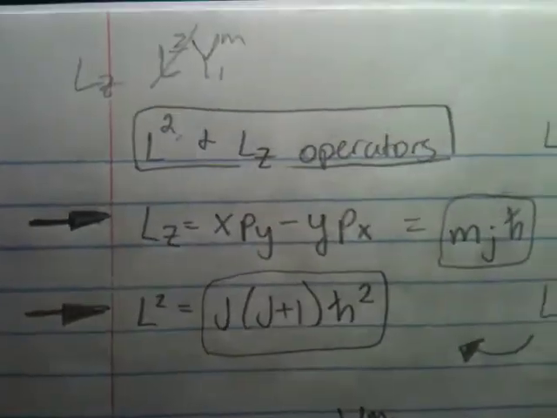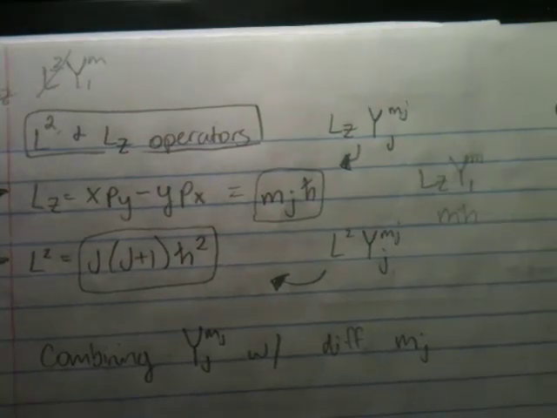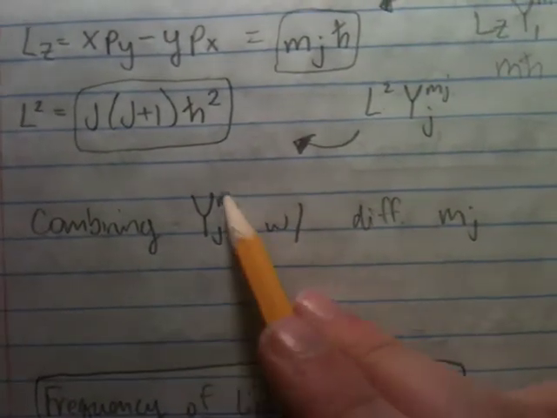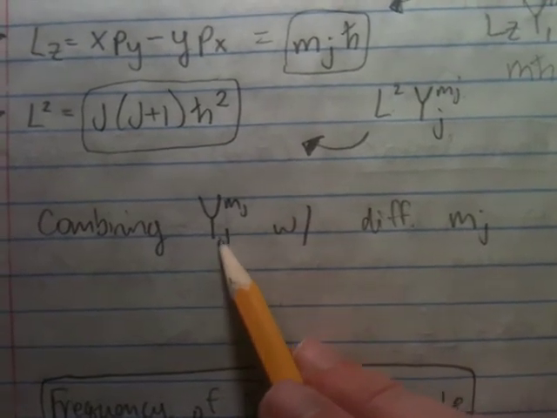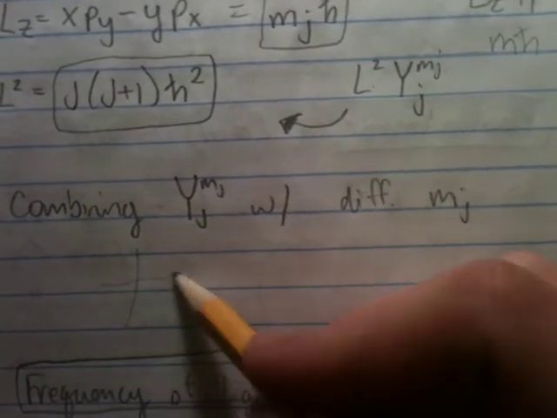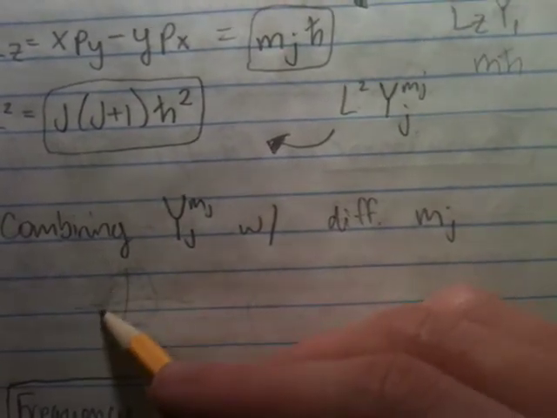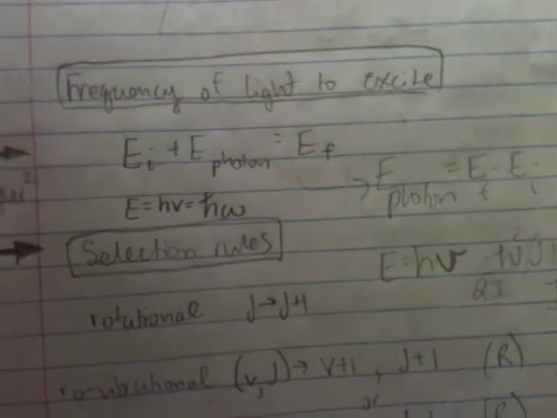So that was that. We learned about the L squared and Lz operators and how they function. Oh, I forgot to mention this, but you can combine these when they have different M sub J's. And if they have different J's and if they're normalized, then it's okay too. There might also be some questions about spatially, does this look the same as another kind, but we're not going to worry about that. Frequency of light to excite, selection rules, the harmonic oscillator and where it breaks down, and what the first couple of states look like. That's that.